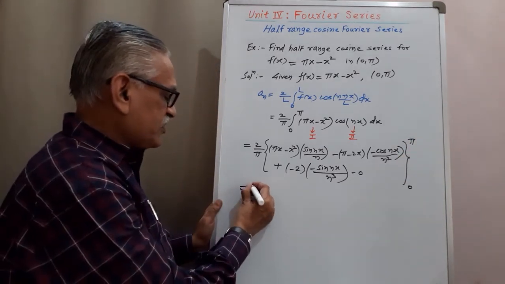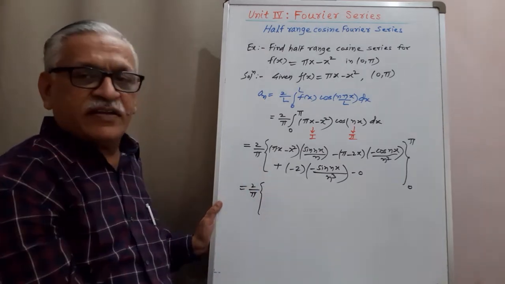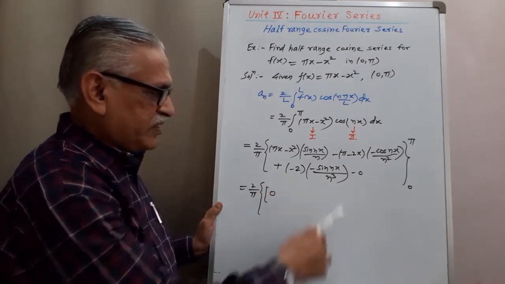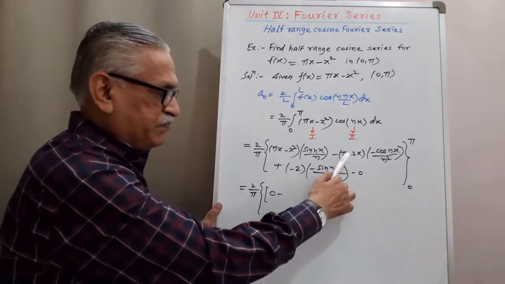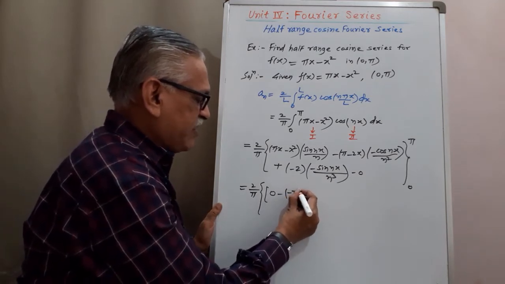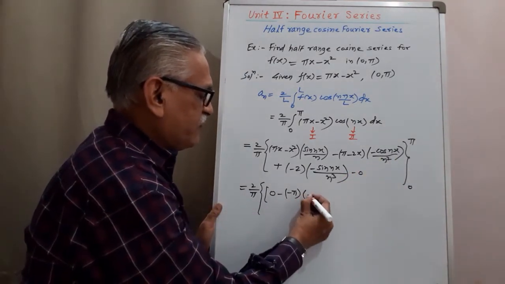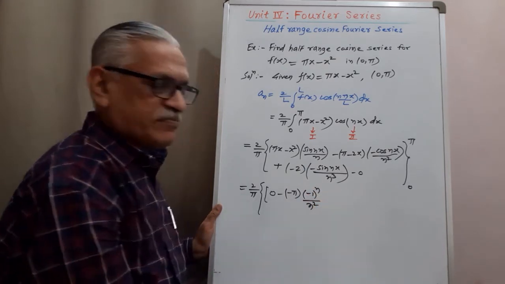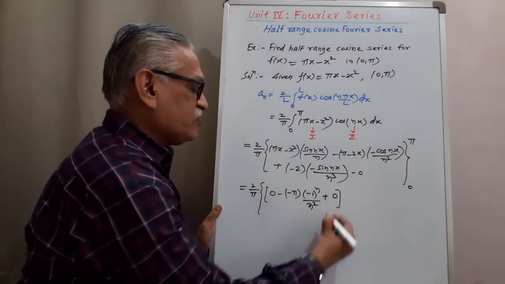And therefore, substituting the upper and lower limit, we get, when x is pi, this becomes pi square minus pi square, that term becomes 0. Minus, pi minus 2 pi, that pi minus 2 pi we get as minus pi into cos of n pi, and the value of cos of n pi is minus 1 raised to n divided by n square, minus minus plus sine of n pi, that value is 0.